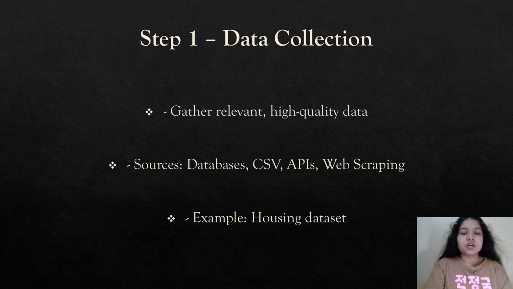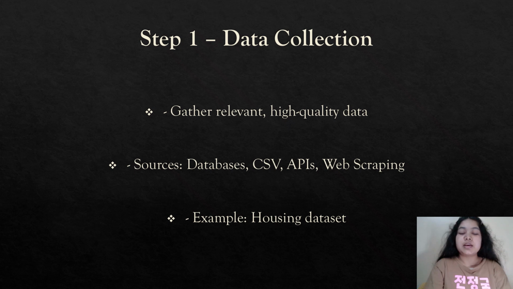So, step 1, data collection. Here we gather relevant and high quality data. The first step is to collect data that matches the problem. For example, for predicting house prices, we need details about houses. The sources are databases, CSV files, APIs, web scraping, and sensors. Data can come from company databases, downloadable datasets, live APIs, websites, or physical sensors. For example, housing datasets with features like location, number of rooms, and house size will help in predicting the price.